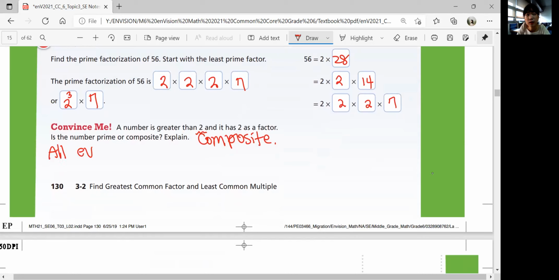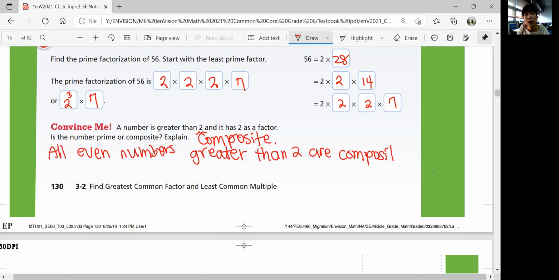Okay, how would you explain this? All even numbers greater than 2 are composite numbers. Okay, only 2 is an even number that is a prime number.